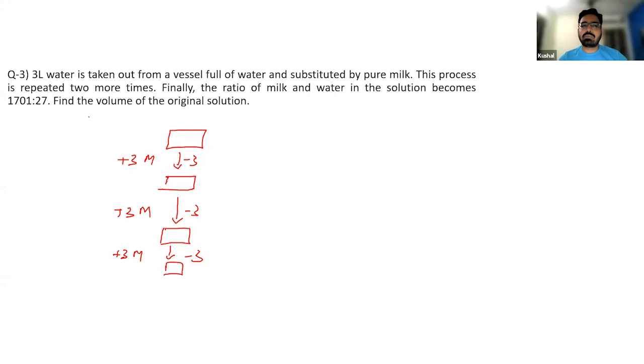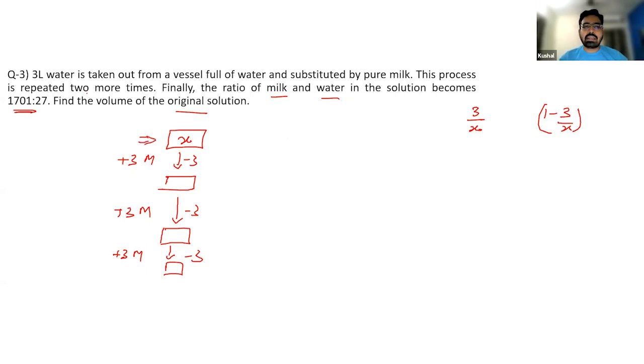Finally, the ratio of milk and water in the resultant solution is 1701:27. It is the ratio of milk to water, remember. Find the volume of the original solution. So let me say that I'm starting with the original solution as X liters. Now I'm removing 3 liters out of X liters. So 3 by X is the fraction that has been removed. So what will be the leftover fraction? 1 minus 3 by X. This will be the leftover fraction.